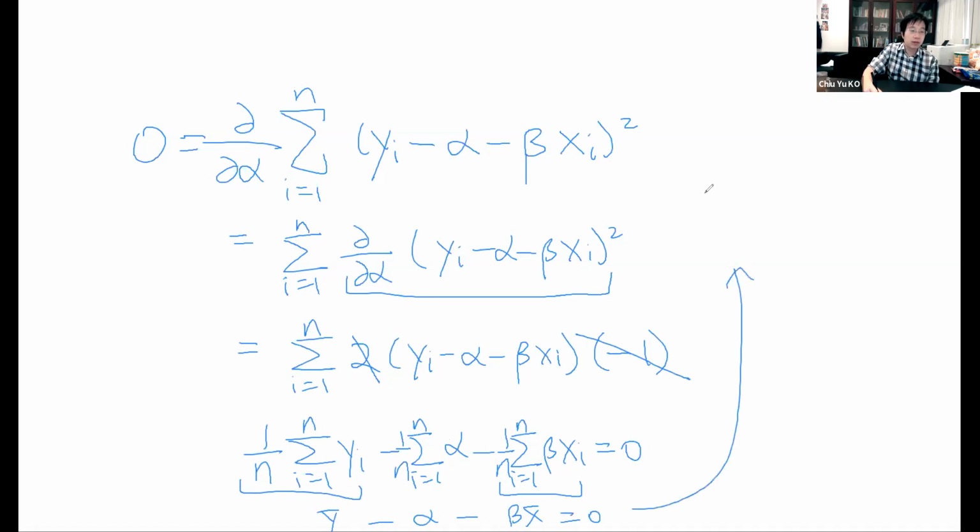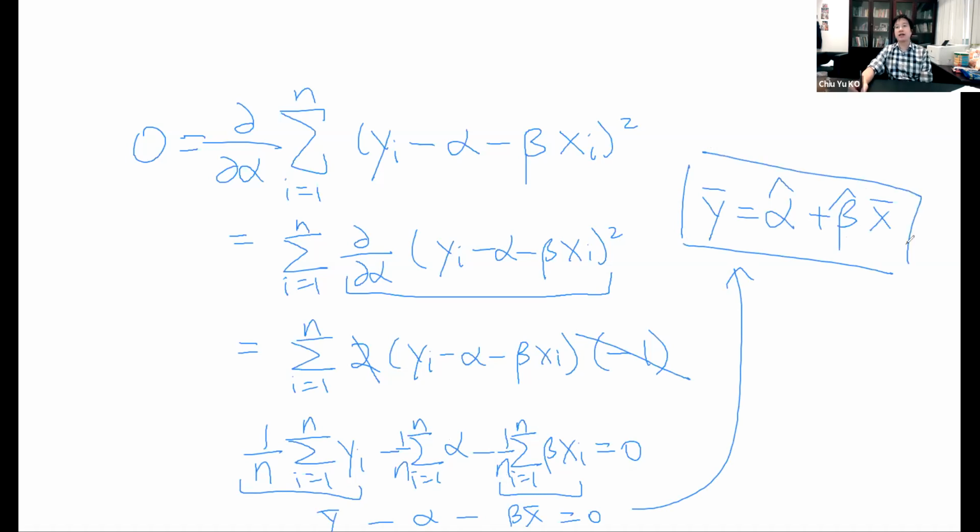And this is y bar, which we have. Okay, so that's the first thing we prove. The regression line will pass through the center of data. Okay, that's how we prove this.